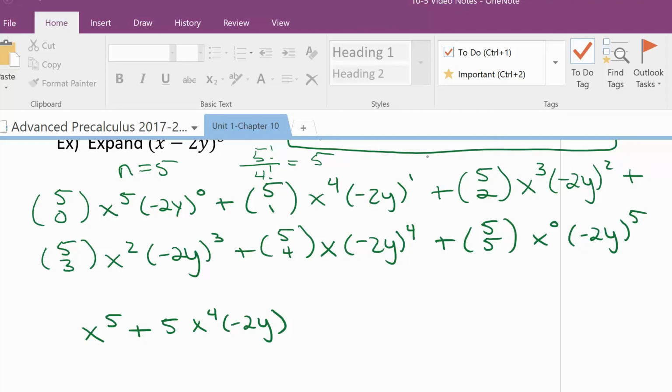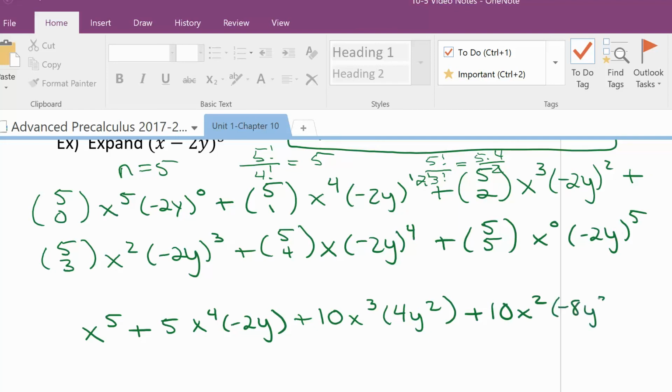So then here, it's going to be 5 factorial over 3 factorial times 2 factorial. So it's going to be 5 times 4 over 2, which is going to be 10. x to the third, but then negative 2y squared is 4y squared. And it's going to be the same for 5 choose 3. It's going to be 10x squared. And then negative 2 to the third is negative 8y to the third.